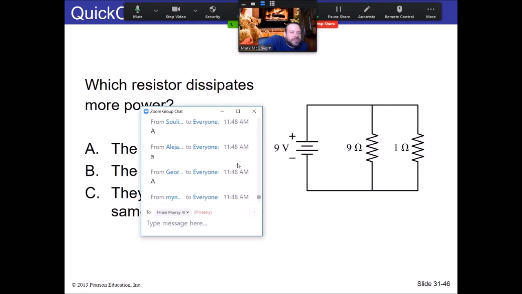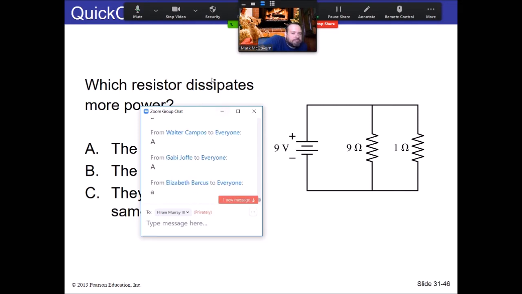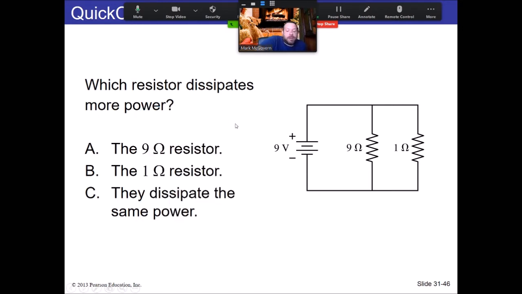A lot of A's. Uh-oh. Got a B up in here. It's B. It is B. All right, so we're going to use the power expression that involves delta V. Now, this is a parallel configuration. They have the same delta V. So, for power, it's delta V squared over R. The resistor on the right is smaller. It produces 9 times the amount of power than the one on the left.